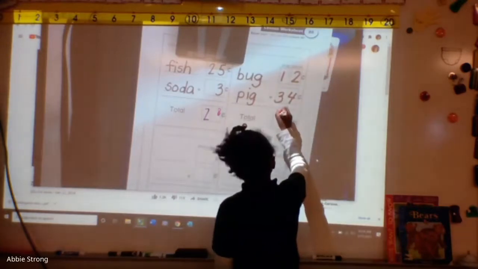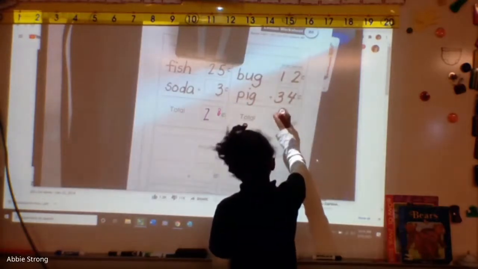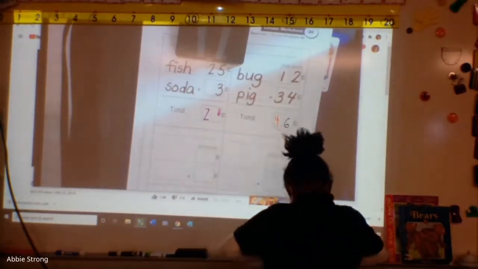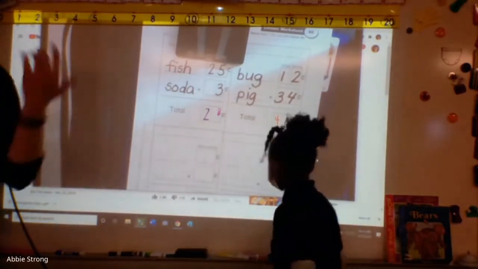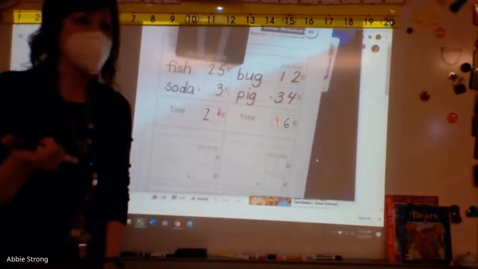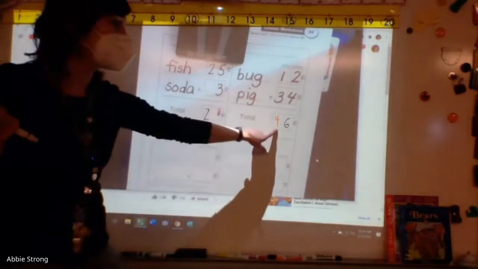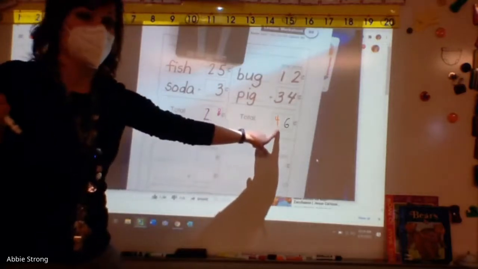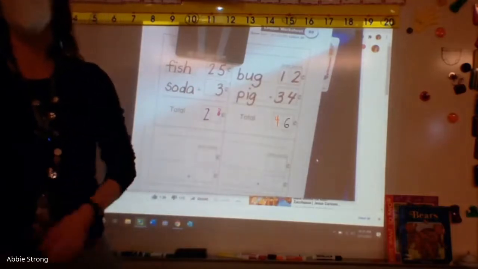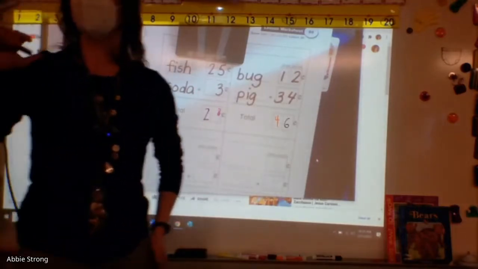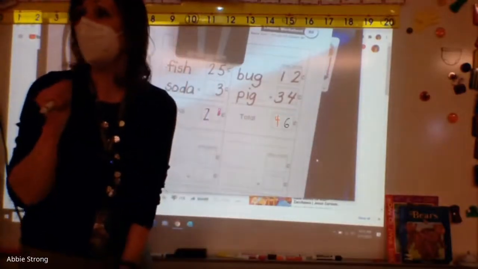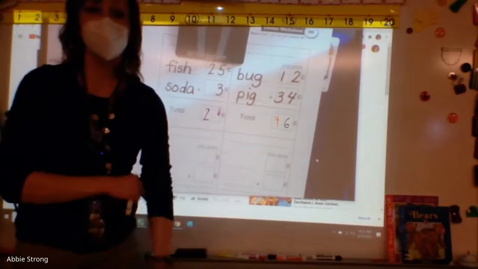What is the price of buying the pig and the bug? If you go to the cashier, she says your total is, and this is how much money you have to give her to take the bug and the pig home. Tasha, what's our total? 46 cents. 46 cents. Good job. All right. We have one more purchase that we're going to make. Peyton, go find something from our store.